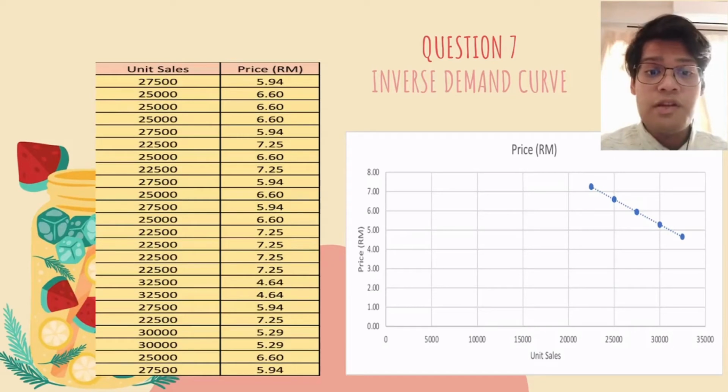Okay, for question number 7, I'll be explaining how we get the inverse demand curve. You can get the inverse demand curve by applying the unit sales values into the demand curve function that we get from question number 6. We apply the unit sales value on each of the 24 observations, not variables, to get the price on each observation, and then we can get the inverse demand curve.